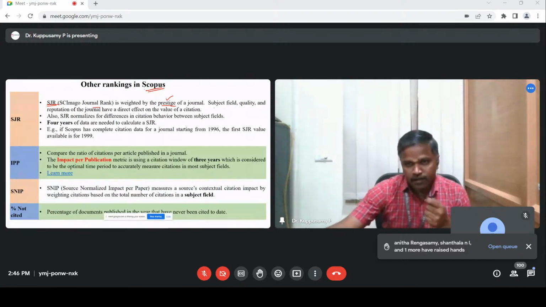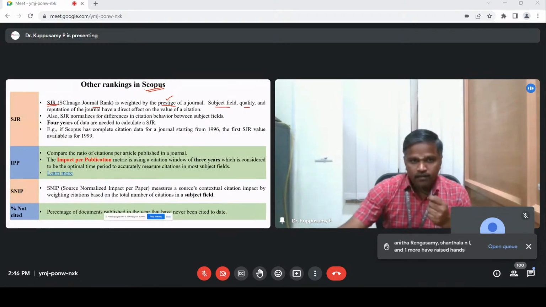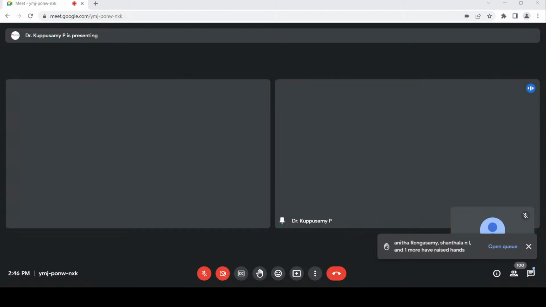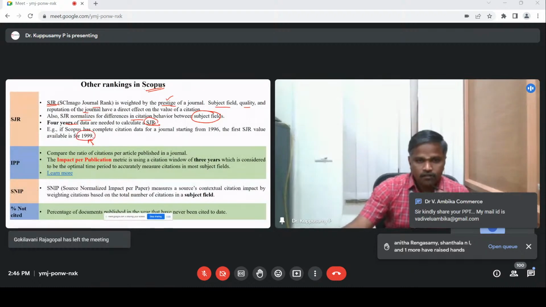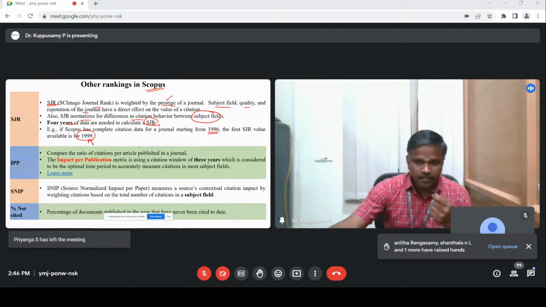How many citations that particular journal is getting from researchers in their particular domain. So it displays the list of journals based on subject field, quality, and reputation of the journals. Okay, it normalizes the differences in citation behavior between different domains. I will show you that in the next slide. It takes 4 years of data to calculate the SCImago Journal Rank. For example, if you want to see the ranking of a particular journal in 1999, it will calculate from 1996 onwards.